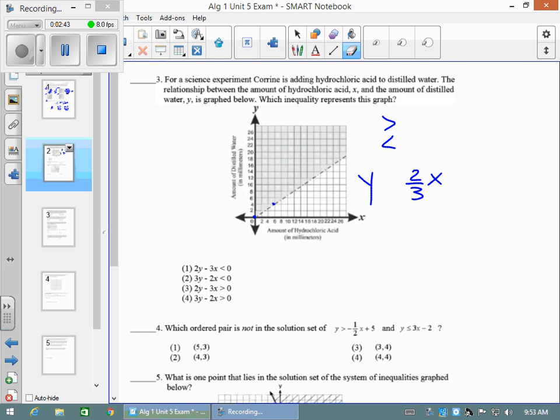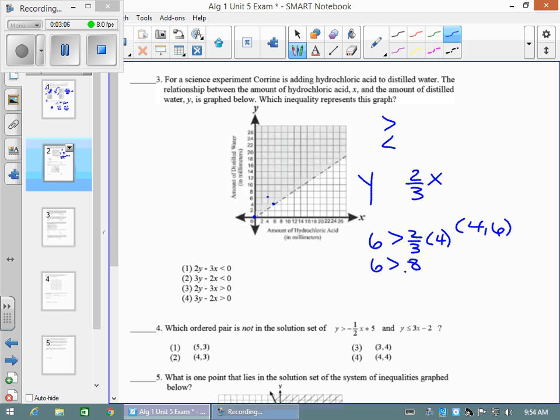So now I'm just going to test a point to see if this is y is less than 2/3 x or y is greater than 2/3 x. I'm going to pick a point 4, 6. So if I plug in 4, 6, because that's something in the shaded area, that's up here, is 6, let's try greater than 2/3 times 4. So is 6 greater than 8 over 3? And this is true, so I know it's this inequality.